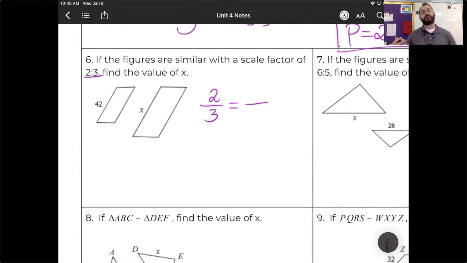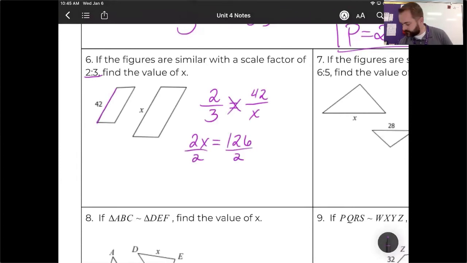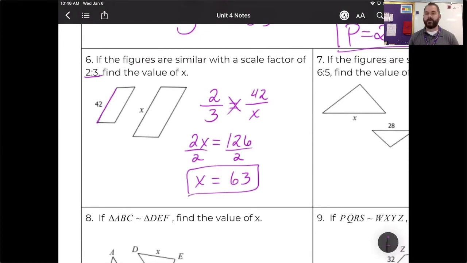Well, how do you know which one goes where? The smaller value should match the smaller side. So since 42 is the smaller of these two figures, this is one of the few times we get to go off of looks: the 42 goes on the top and the x goes on the bottom. So I can cross multiply again. 2x equals 3 times 42, which is 126. And if I divide by 2, I get that x must be the length 63.